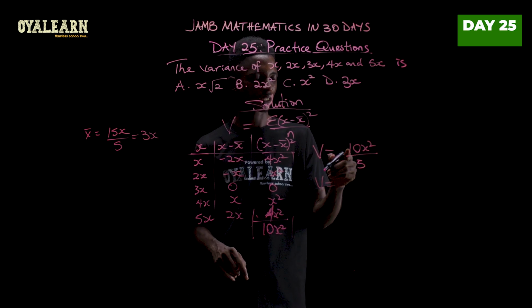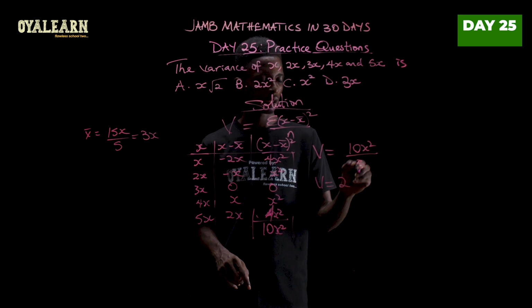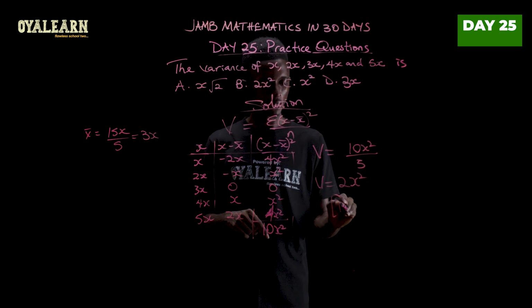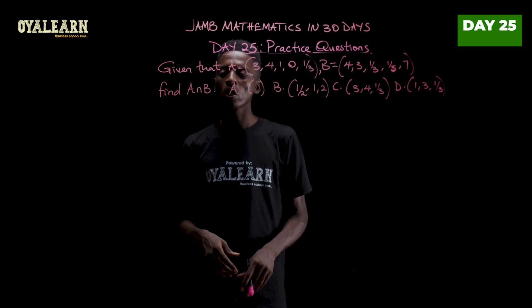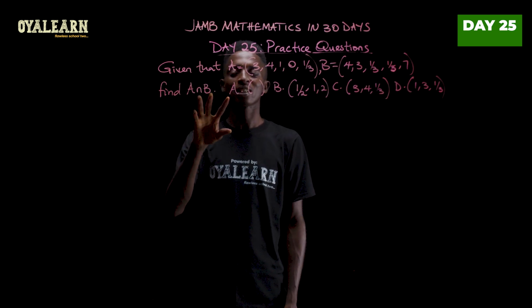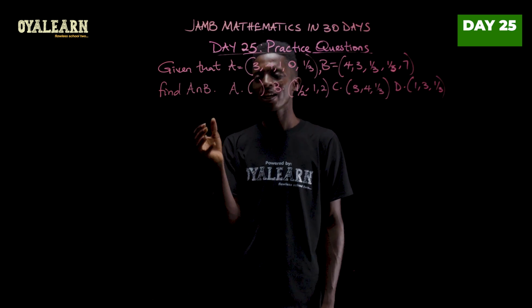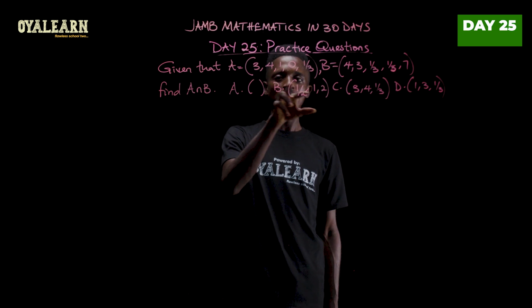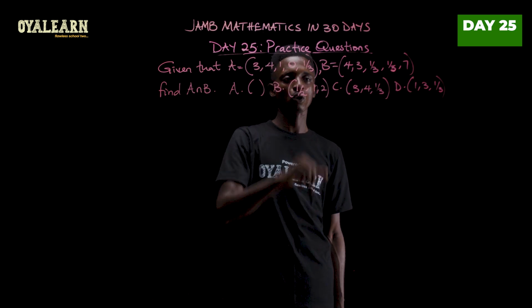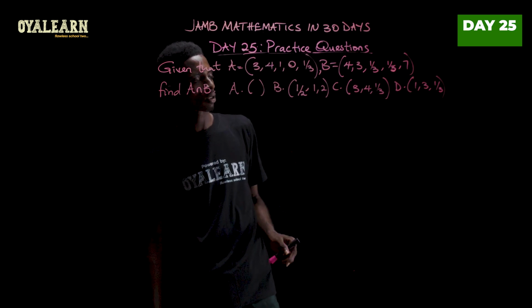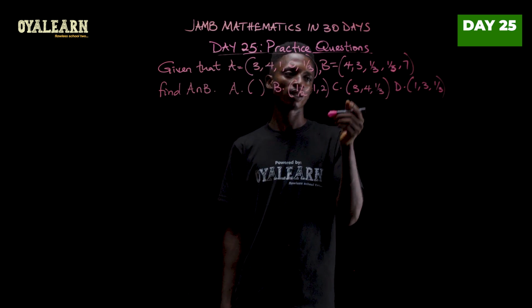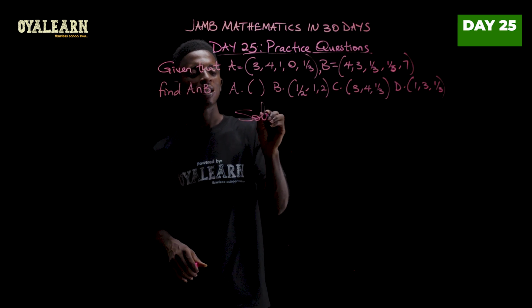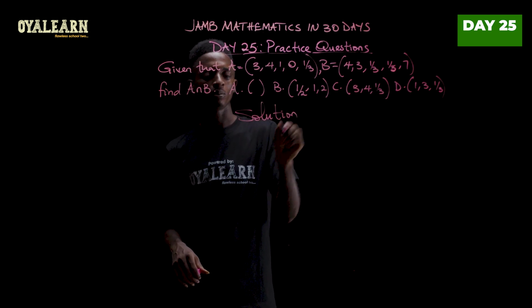So variance equals 10 divided by 5, that is 2, then x squared. Option B. In this question, we are to find A intersection B. That is what set A and set B have in common. Given that set A consists of 3, 4, 1, 0, and 1 over 3. And set B consists of 4, 3, 1 over 3, 1 over 5, and 7. So let's look at what they have in common.